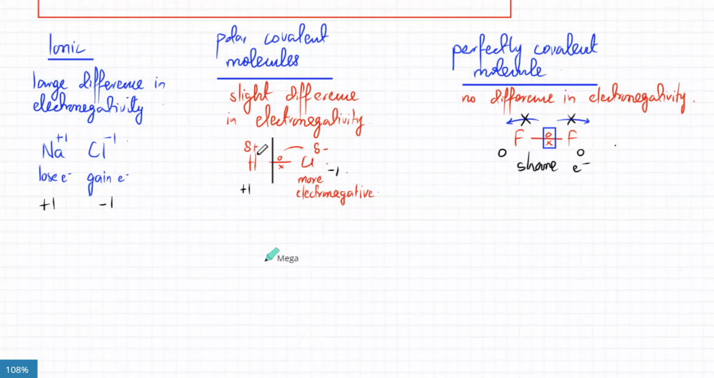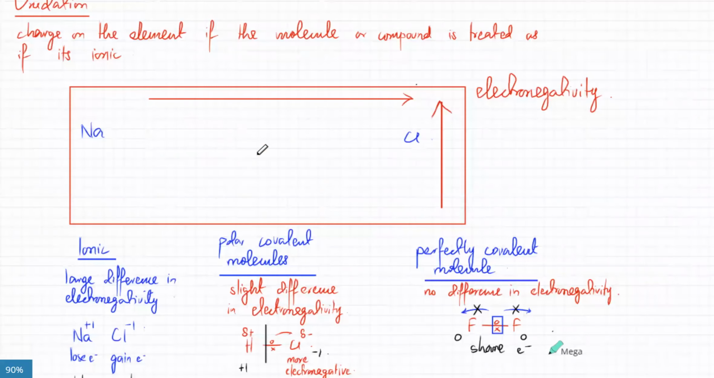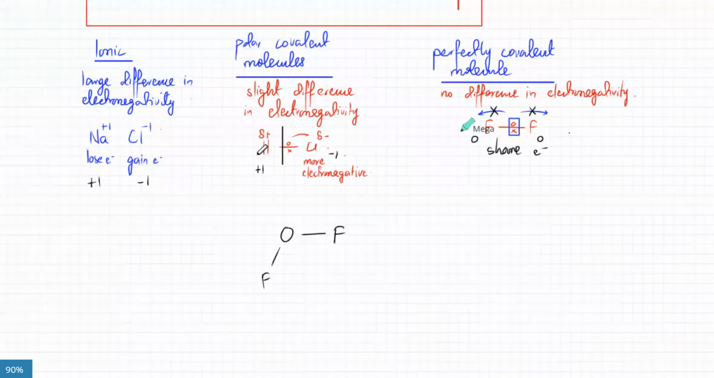For example, here's another molecule, an oxygen with 2 fluorines. In this molecule, fluorine is one of the most electronegative elements. Fluorine is right in this corner. I mean, this corner belongs to fluorine. So it's right over here, above Cl. So nothing is more electronegative than fluorine.